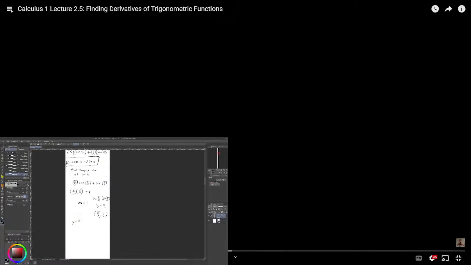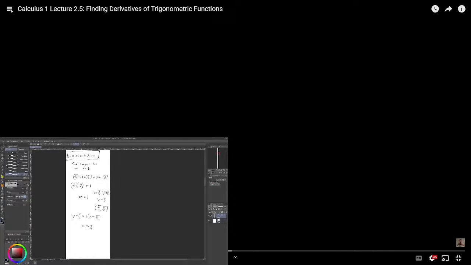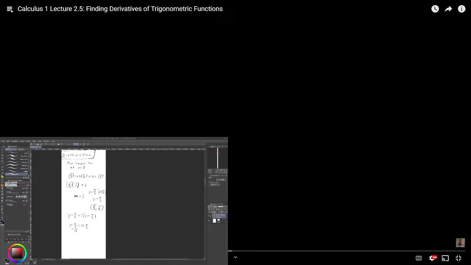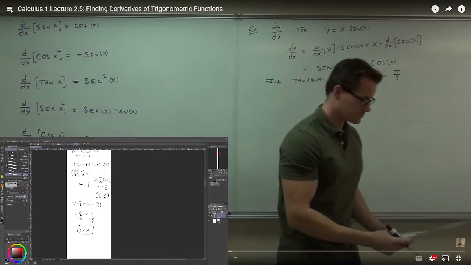Y minus pi over 2 equals 1 times x minus pi over 2. X minus pi over 2 equals y minus pi over 2 plus pi over 2 plus pi over 2. Y equals x. It's the equation of the tangent line.